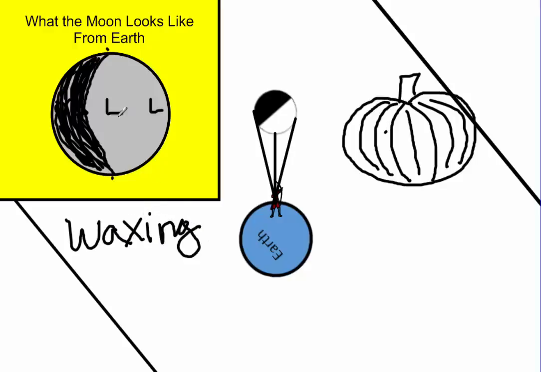It's not a new moon because it's not all dark. It's not a crescent. It doesn't look like a little sliver. It's not a first quarter. It's not half lit. It is a little bit more than half lit, but not all the way to a full moon. So we call this a gibbous. This is a waxing gibbous.